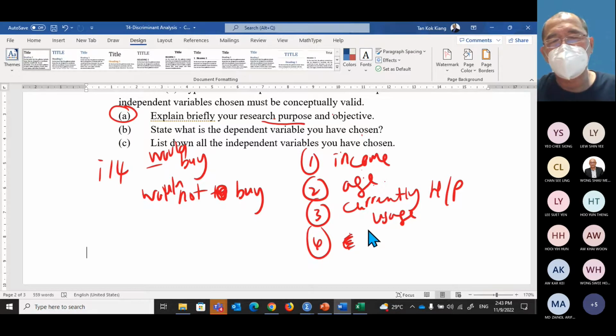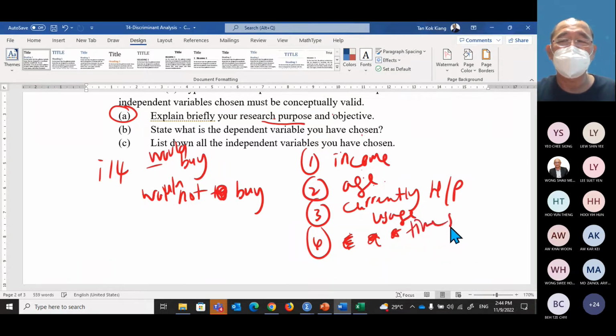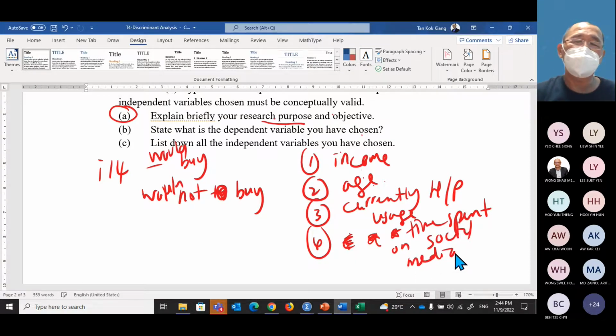Because you access social media, you can always see the advertisement of the iPhone 14. The chances are there you will see more if you spend more time. Good, yeah, good question. The time spent on social media. So this is logic. Spend more, therefore they will see the advertisement more frequently, therefore they may be influenced by the advertisement and finally purchase. Okay, logic.